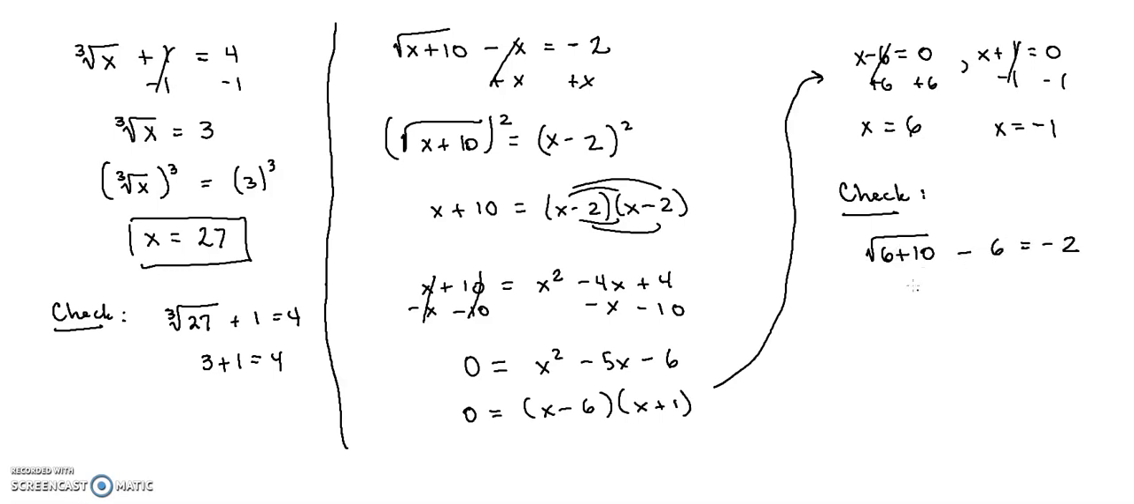Okay, so we plug 6 in. We're going to get square root of 16 minus 6 equals negative 2. 4 minus 6 equals negative 2. Yes, that does check. So we can keep that answer.